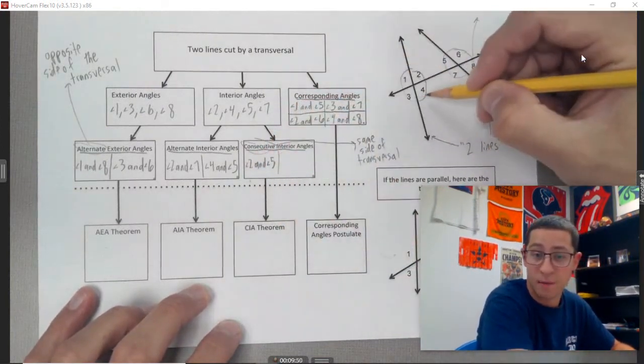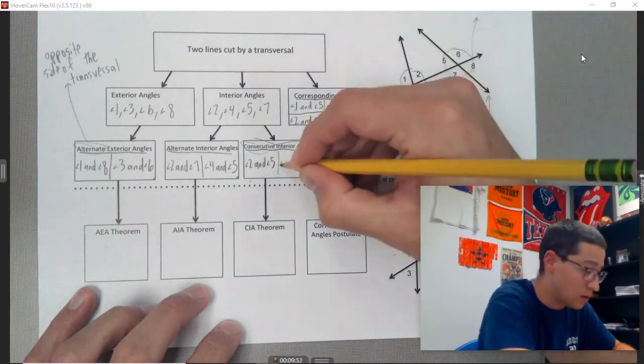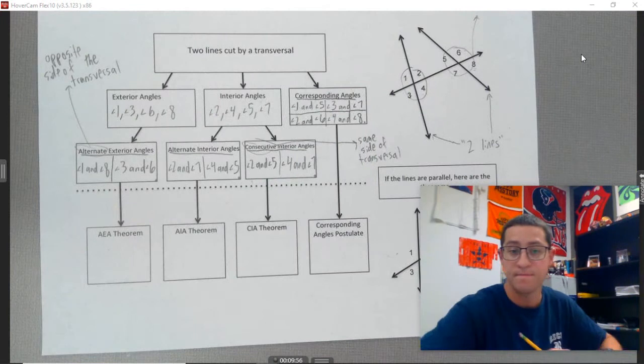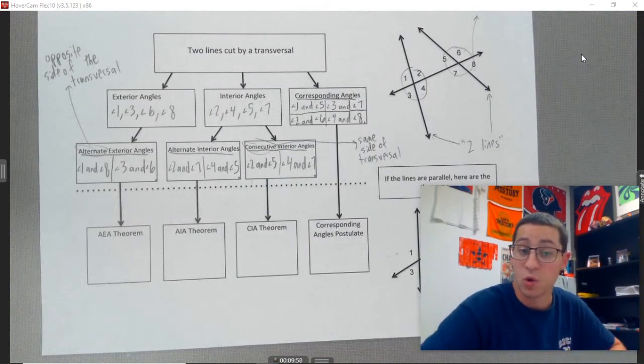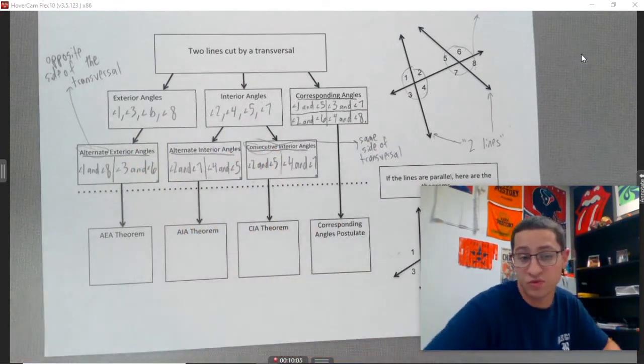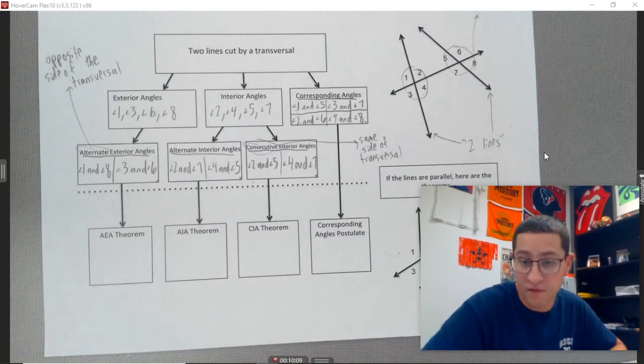And then the one on the bottom, 4 and 7. Okay? All right. So those are your pairs, right? These four are the pairs, and these just happen to be exterior or interior.